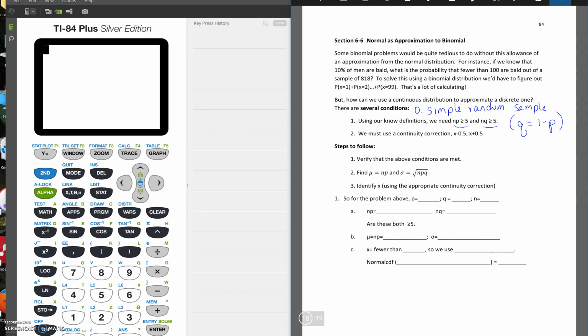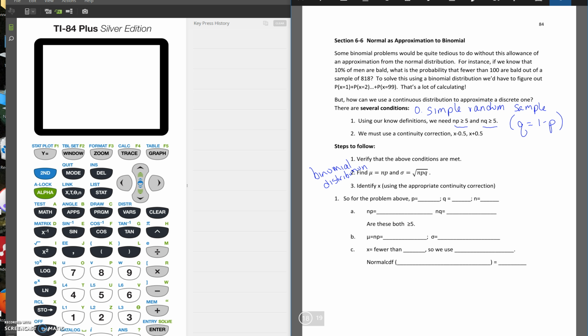First, we'll verify that the conditions are met. Then remember, with the normal distribution, we need a mean and a standard deviation. So we use the mean and the standard deviation from the binomial distribution. The mean is just n times p, and the standard deviation is the square root of n times p times q. Then you're going to identify x, and by this we really mean find your boundaries, your lower limit and your upper limit, and we'll need to use the continuity correction.